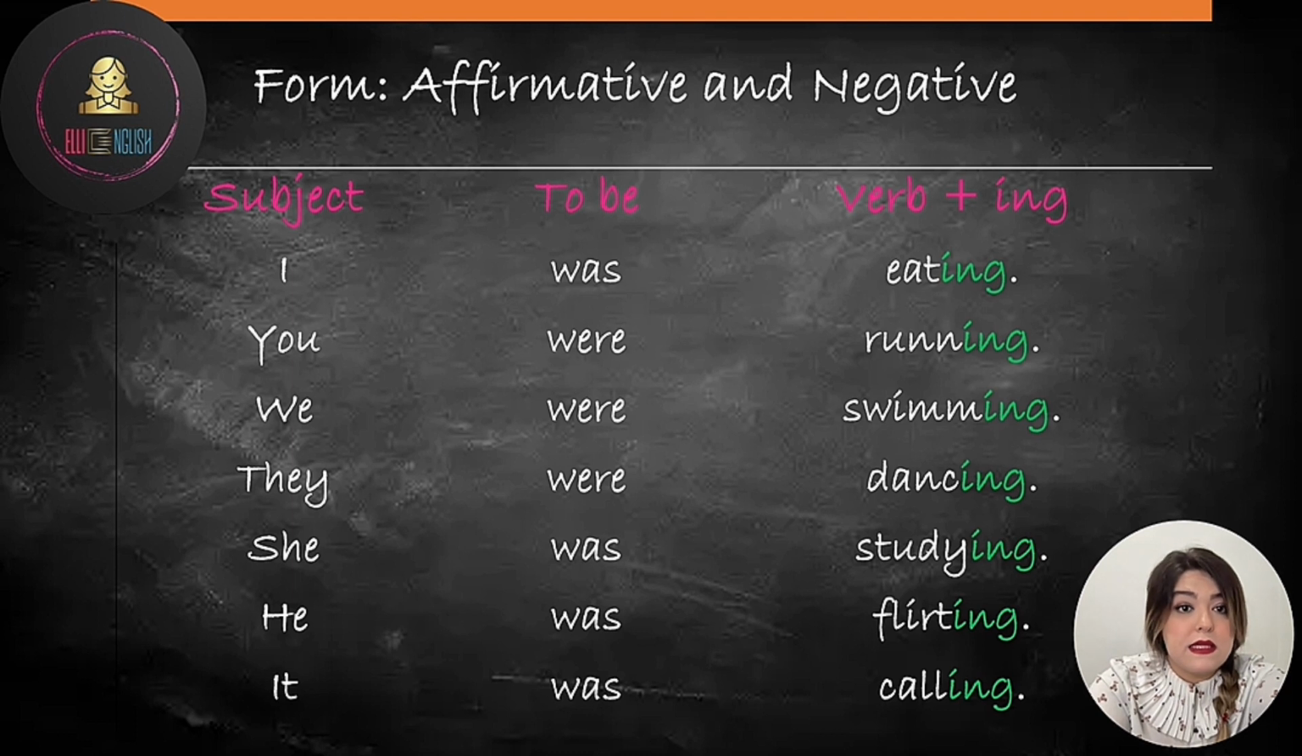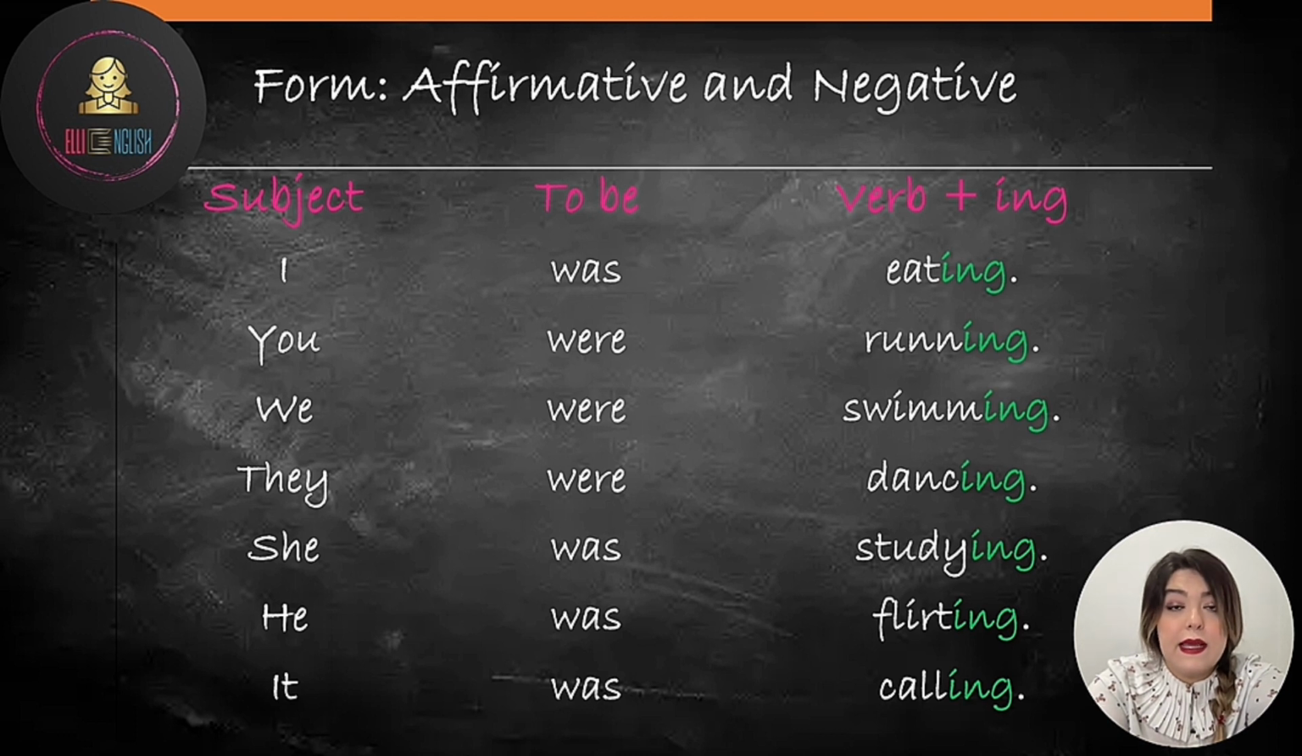Look at the sentences. I was eating. You were running. We were swimming. They were dancing. She was studying. He was flirting. It was calling.